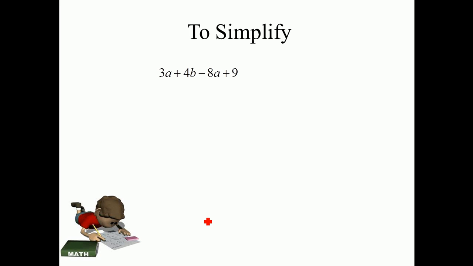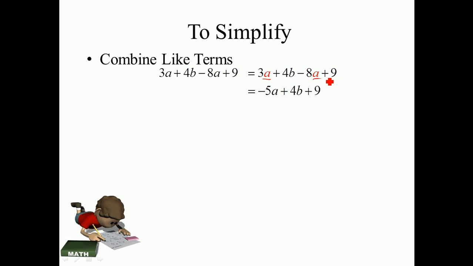Remember polynomials that look like this, where in order to simplify that you had to combine like terms, right? So you take whatever like terms and put them together. Notice the like terms here are 3a and negative 8a. Anything else I can't put together because they're not like terms. The reason why these are like terms is because they share the same exact variable. So I should simplify that and get something like negative 5a plus 4b plus 9.